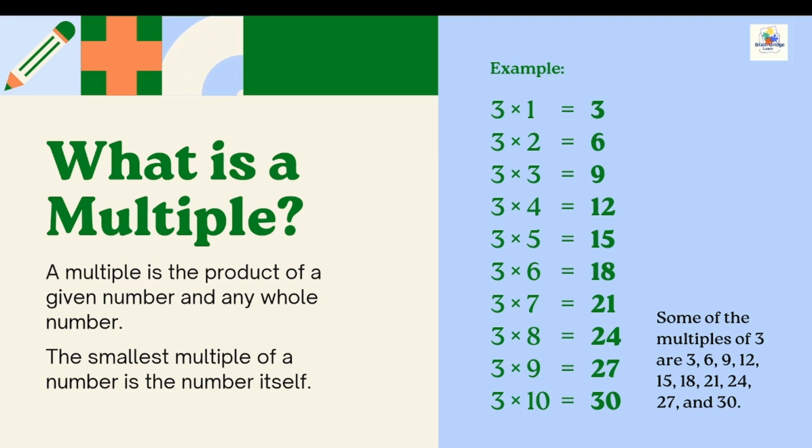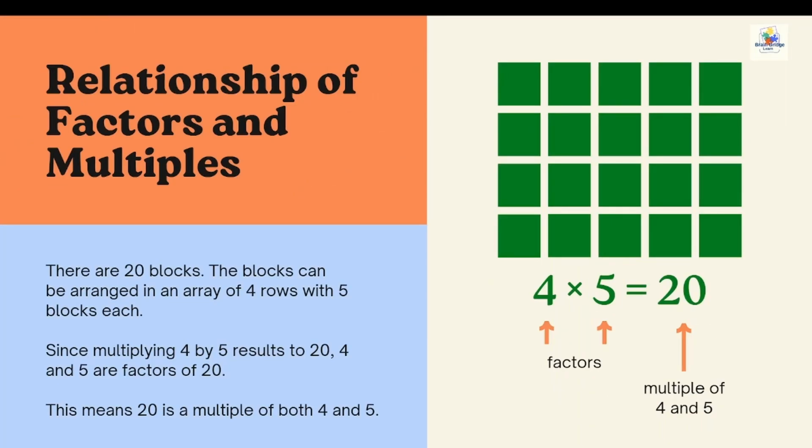For example, take the multiples of 3. The smallest multiple of 3 is the number itself, which is 3. The table of 3 also gives the multiples of 3. Some of the multiples of 3 are 3, 6, 9, 12, 15, 18, 21, 24, 27 and 30. So this was the table of 3.